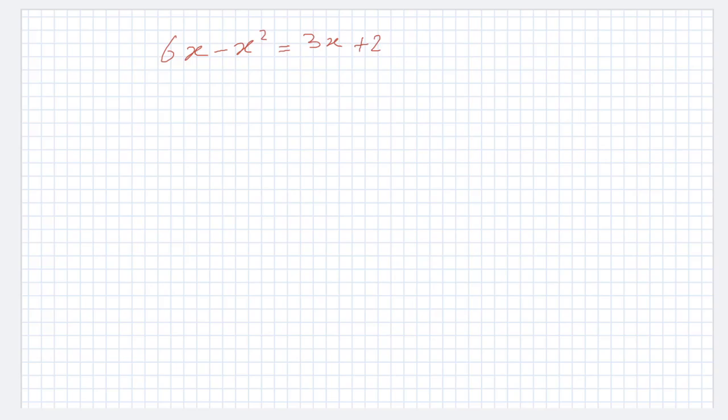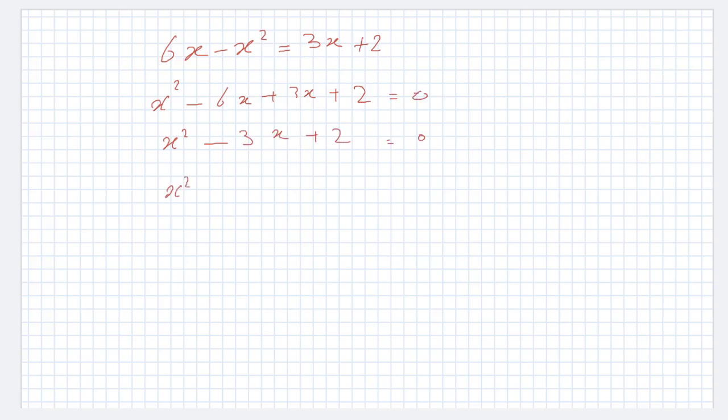Let me simplify. Take everything on one side. Let's keep x as positive. So x square minus 6x plus 3x plus 2. So x square minus 3x plus 2 is equal to 0. We can easily factorize it.